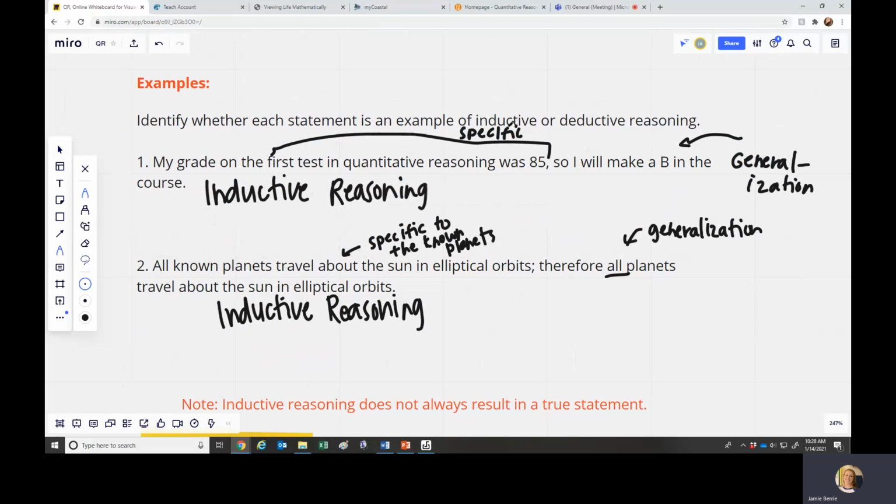I know it does say all here, but it's referring to all known planets, so it's kind of specific. All known planets travel about the sun in elliptical orbits. This is generalizing for the planets that we know, so it is still specific to the known planets. So therefore, all planets: generalizing to all planets just by using something that we know about the known planets, all planets must travel about the sun in elliptical orbits. That's what tells us that it's inductive reasoning. It's taking some specific examples, things that we know are true, and then generalizing it to all planets.